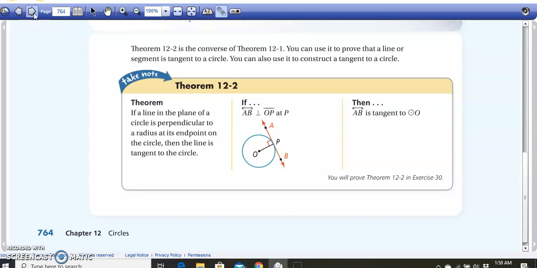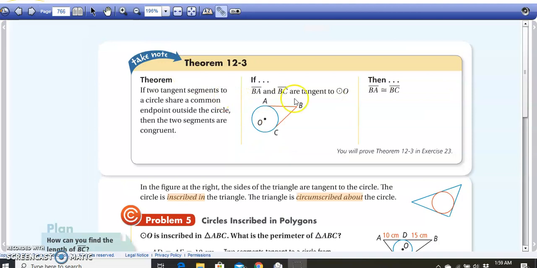Now the third theorem in this lesson, sorry, not the second one, says that BA and BC are tangent. That means the intersection with the radius is 90 degrees, 90 degrees here. They are tangent to the circle O. Then, because they share this point B, the distance BA is congruent with the distance BC. We read this: two tangent segments to a circle that share a common endpoint, that means the endpoint is B, outside of the circle, then the two segments are congruent.